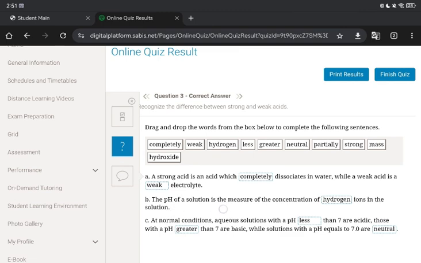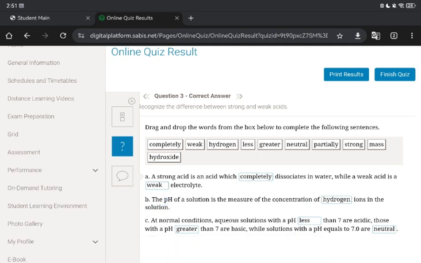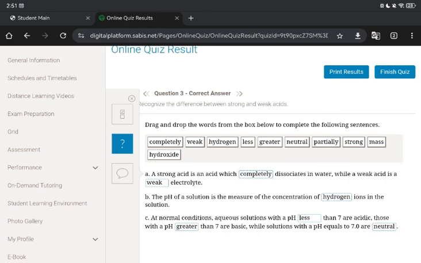The pH of a solution is the measure of the concentration of hydrogen ions in the solution. pH stands for power of hydrogen. That's what you have to remember. At normal conditions, aqueous solutions, it's the exact same like the last question. This part C is like the last question. Less than 7 are acidic. More than 7 is basic. Equal to 7 is neutral.